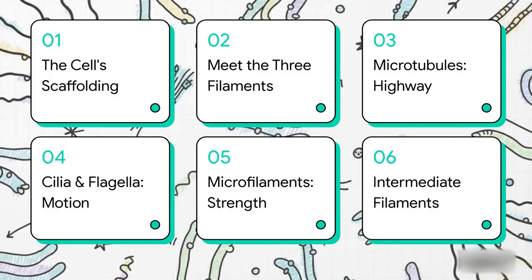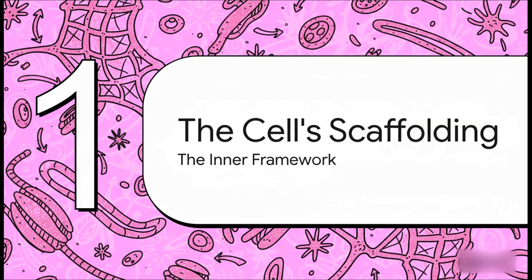cytoskeleton. So, here's our game plan. First, we'll get the big picture of this dynamic scaffolding. Then, we'll meet the three main protein filaments that make it all happen. We'll look at microtubules, the cell's highway system, and see how they're used to create motion in cilia and flagella. After that, it's on to microfilaments for strength, and we'll finish up with the super durable intermediate filaments. All right, let's dive right in.